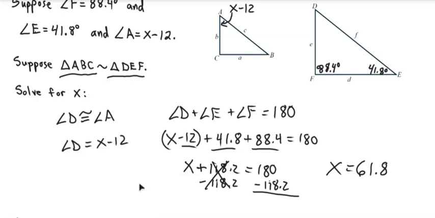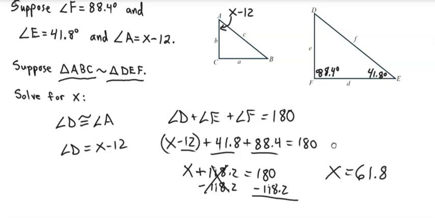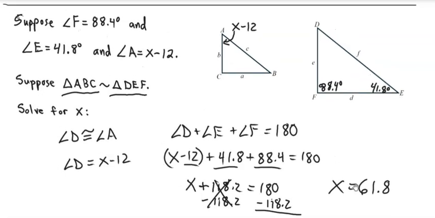Now, it's important to understand that x is not an angle measure. x is just x. We know that A is equal to whatever x is minus 12. So angle A is 61.8 minus 12, which would be 49.8. Okay, so A must be 49.8, but the question is not asking for A, it's asking for x. Okay, that's important to remember.